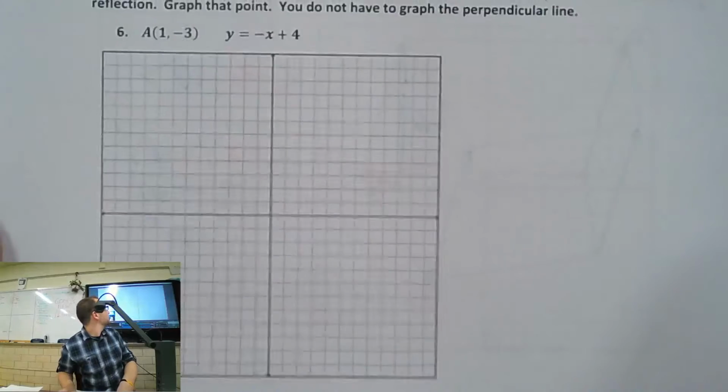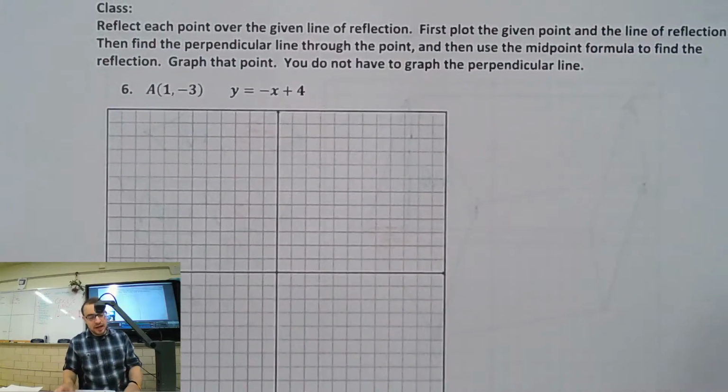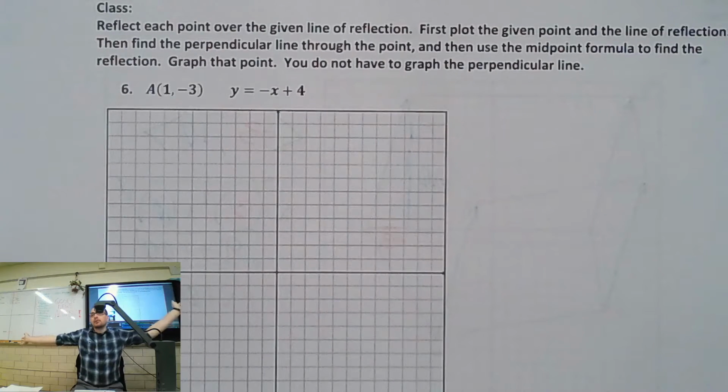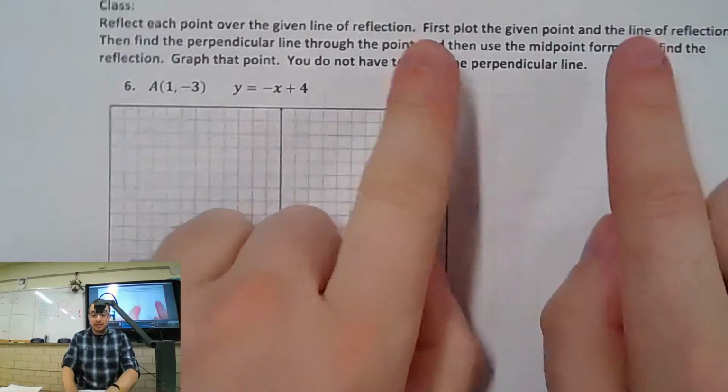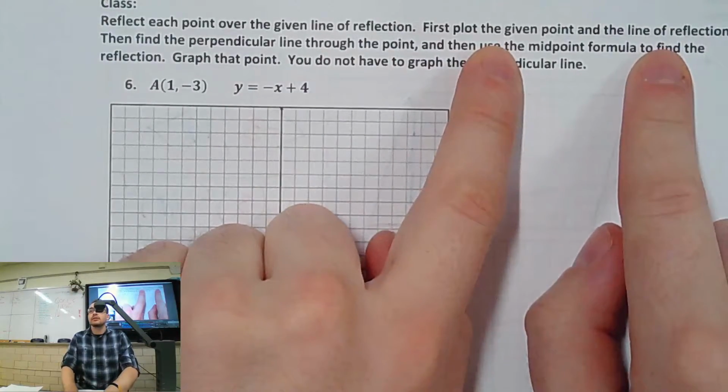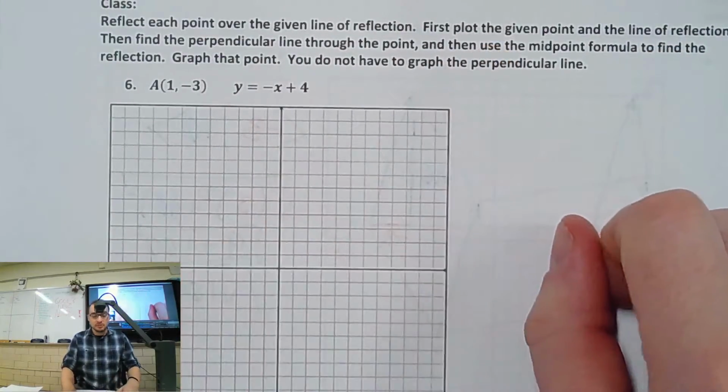Number 6, it's reflection time. Let's do this. First, we're going to read the directions. It's a lot. It says reflect each point over the given line of reflection. Okay, so that's just the general thing we're doing, right? We're flipping the point over the line. It says first plot the given point and the line of reflection. If you don't know how to do reflections, I bet you know how to plot a point and plot a line. Get those points. Don't leave this blank.